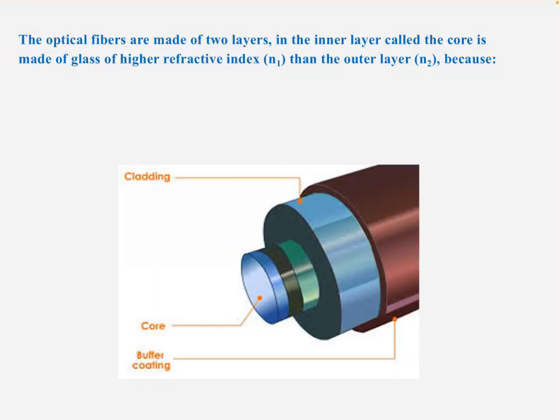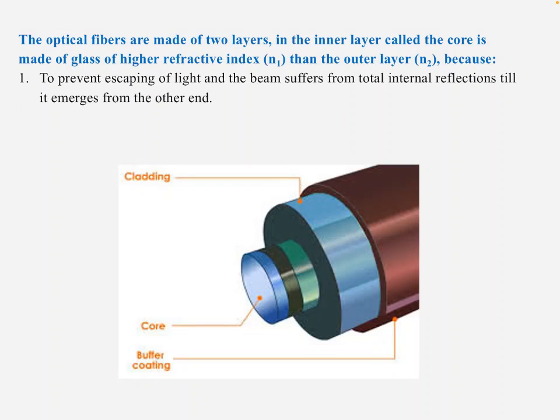We have two kinds of fiber: fiber of one layer and fiber of two layers. This is fiber of two layers. The optical fibers are made of two layers. The inner layer, called the core, is made of glass of higher refractive index N1 than the outer layer.